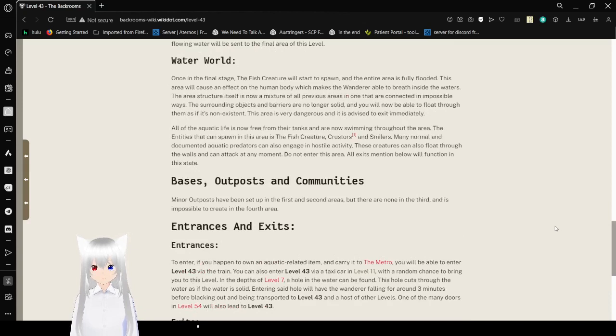Waterworld. Once in the final stage, the fish creatures will start to spawn, and the entire area is fully flooded. This area will cause an effect on the human body, which makes the wanderers able to breathe inside the waters. The area structure itself is now a mixture of all previous areas in one, connected in impossible ways. The surrounding objects and barriers are no longer solid, and you will now be able to float through them as if they're non-existent.